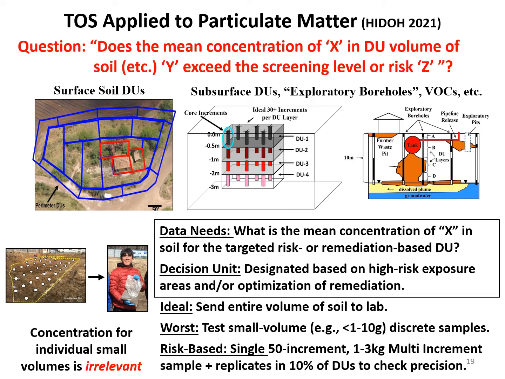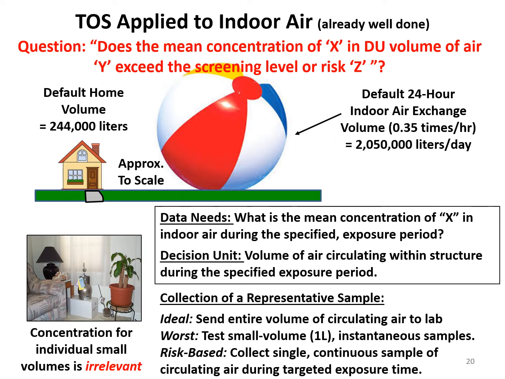The concentration of a contaminant for any individual small volume of soil is irrelevant. That's for soil. I think we're getting much better at that here. Well, the indoor air folks have been doing this for decades. They're the only part of the environment industry that really understood theory of sampling, even though they didn't necessarily call it that. So again, same question, does the mean concentration of X in DU volume of air, Y, exceed the screening level or risk Z?